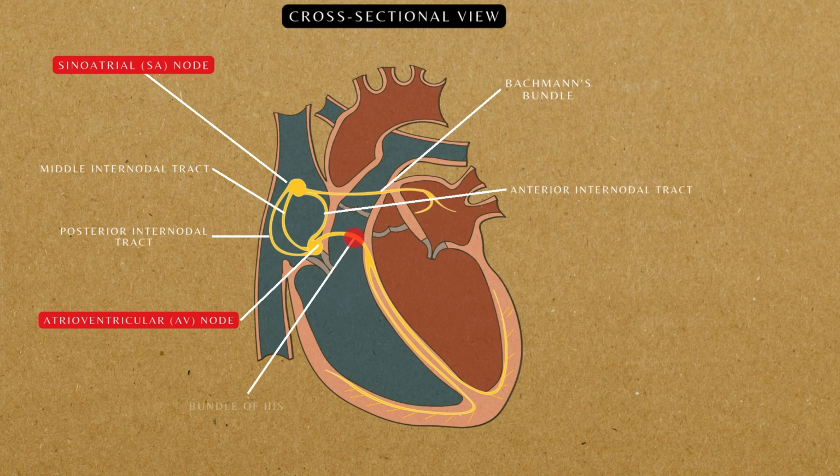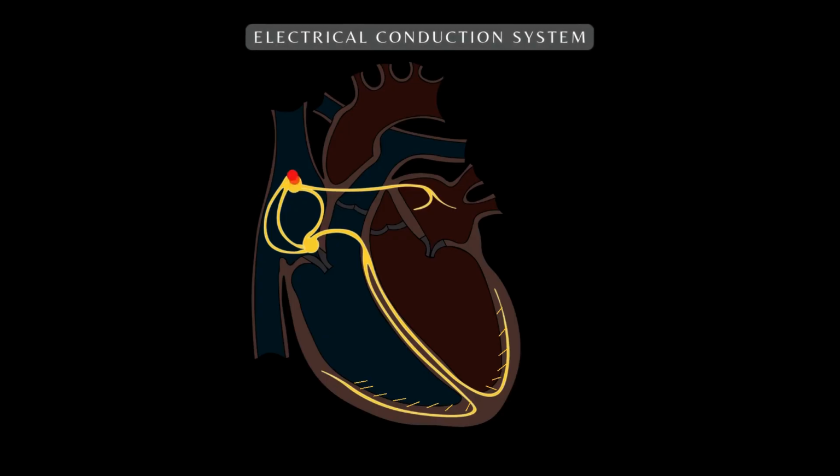The bundle of His is located in the interventricular septum. It rapidly transmits electrical impulses from the atrioventricular node to the ventricles. It further divides into the left and right bundle branches. And finally, the Purkinje fibers, which are dispersed at the base of the heart and throughout the ventricular myocardium, ensuring the ventricular contraction occurs. Take a look at this animation showing the direction and flow of electrical impulses from the AV node to the Purkinje fibers.